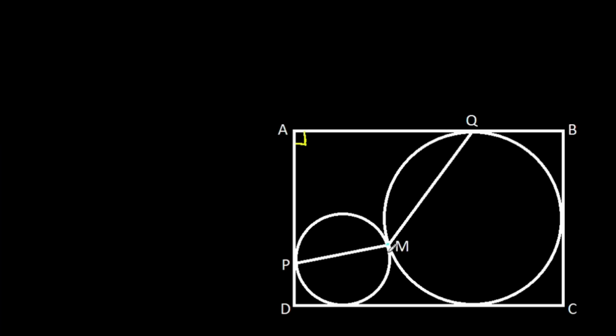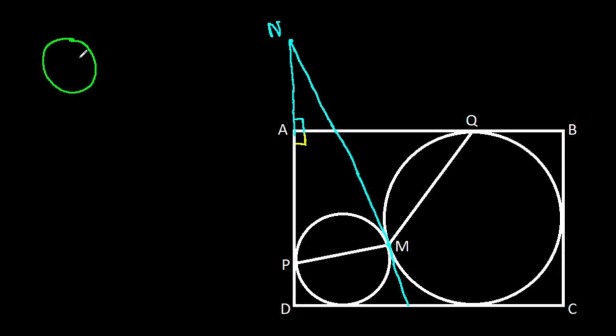and now at point M, if we make tangent on both the circle and extend DA, suppose this point is N, then this angle, it will be 90 degrees, and in any circle from any point P, if we make two tangent on the circle, suppose this point is A and this point is B, then PA, it will be equal to PB.